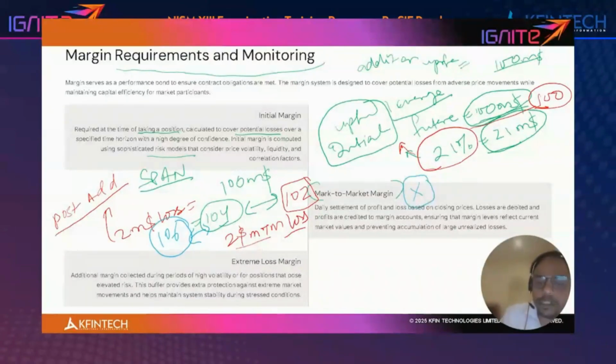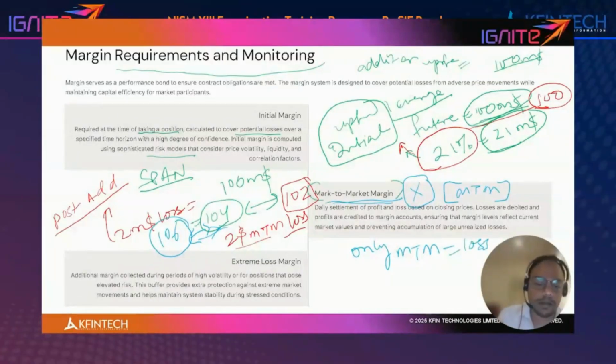Why? Because you are in profit. You will post the margin only when you are in loss, when the MTM, mark to market, is negative. This is known as MTM. If you are in loss, you need to put the additional margin, which is the mark to market margin. And there is something called ELM, extreme loss margin.